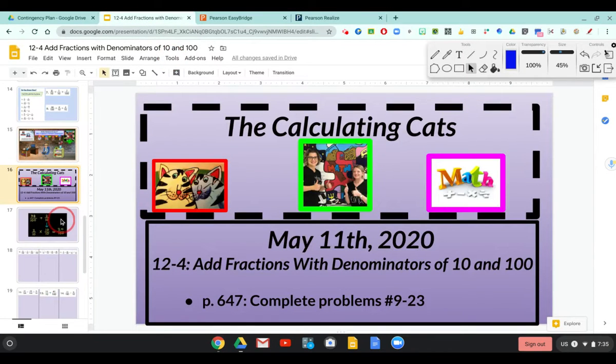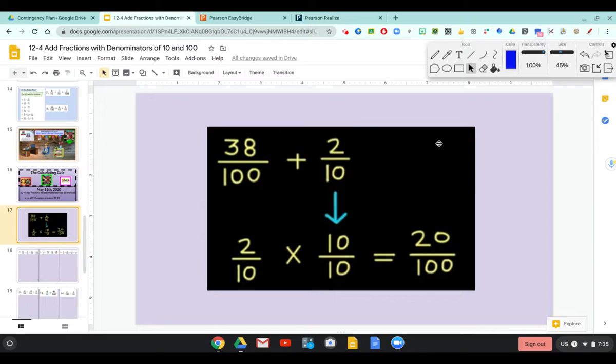Okay, so hopefully that was a good review. And I did want to take a peek at a screenshot from the video. So if you'll notice, to change tenths into hundredths, they multiplied here by 10 over 10. And remember, 10 over 10 is equivalent to 1 whole. So when you're finding an equivalent fraction, you need to multiply by a number that is equivalent to 1 whole. So here, 10 times 10 is 100, and 2 times 10 is 20.